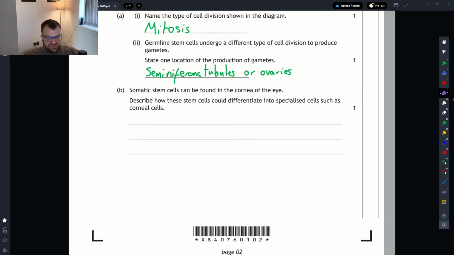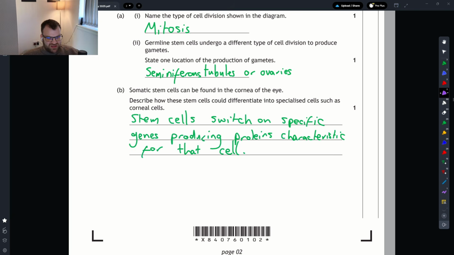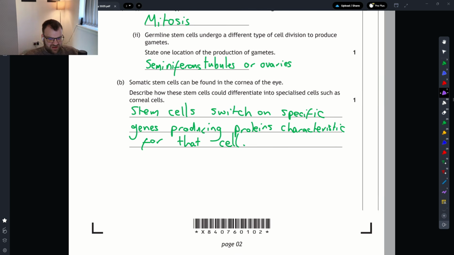Here we're asked about differentiating into specialised cells. Well, the stem cells will switch on specific genes and produce proteins characteristic for that cell. So if it has to be a corneal cell, it has to switch on these certain ones. If some other cell, it would do a different set of proteins.